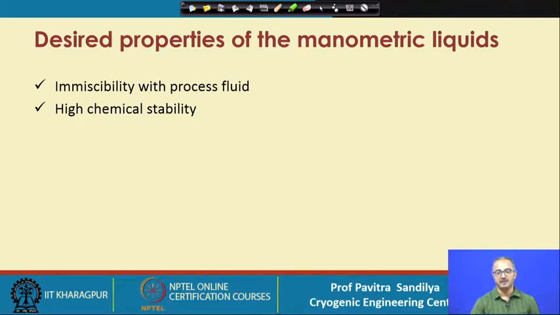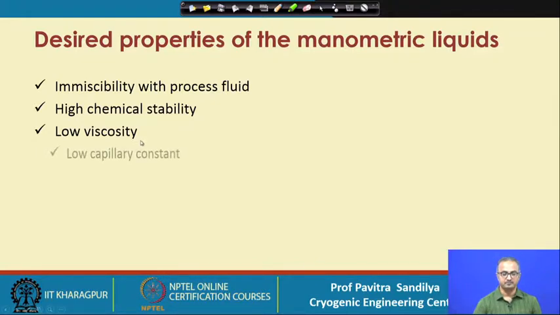So, it should be chemically stable. Then it should have low viscosity so that it can move in the manometric limbs very easily. It should not need pressure energy from externally. Otherwise, we cannot measure the pressure drops properly.